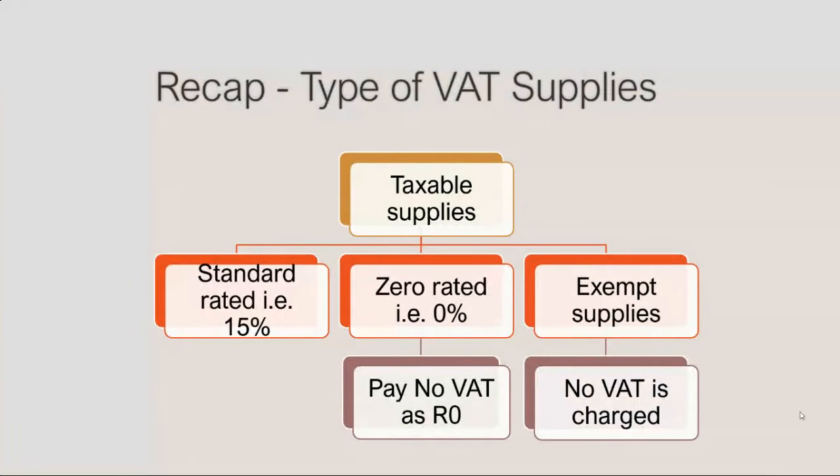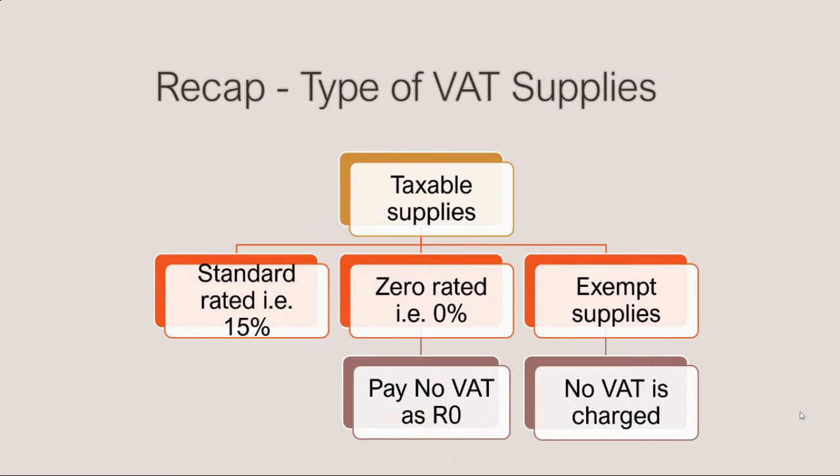When we look at VAT, we've got three types of taxable supplies. We've got your standard rated, which are those items or services that we render that will always be charged at the standard rate, which is currently 15%. Then your zero rated and your exempt supplies. Those are the lists in your textbooks, once you get your textbooks, that you need to know.